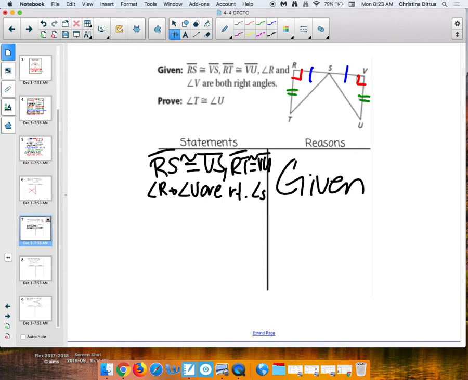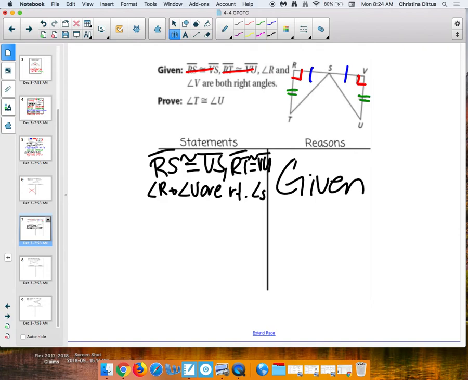What other info do I need to prove angle T and angle U are congruent? Nothing. Triangles already proved that. We have to write down the triangle thing first. You agree? Missing one step. To prove the triangles, you have to have congruent stuff in order to do triangles. So this is congruent, this is congruent.